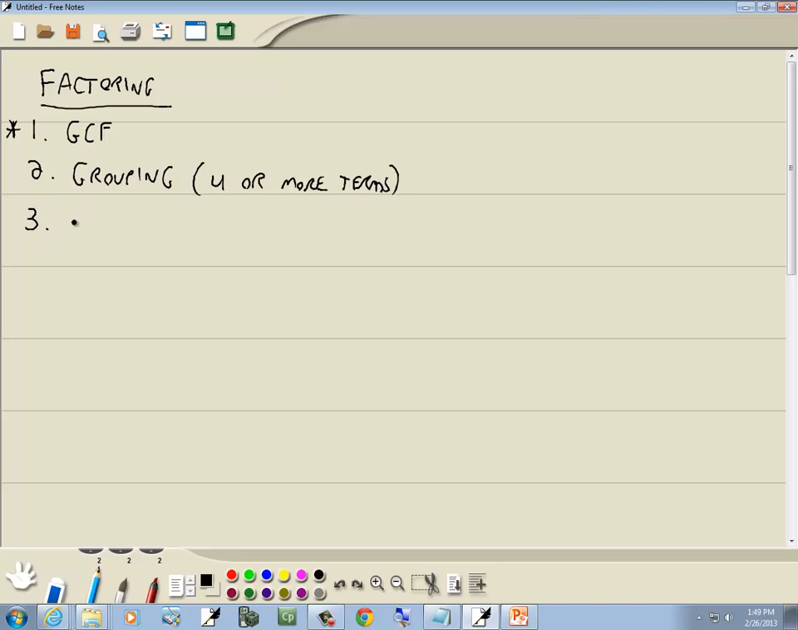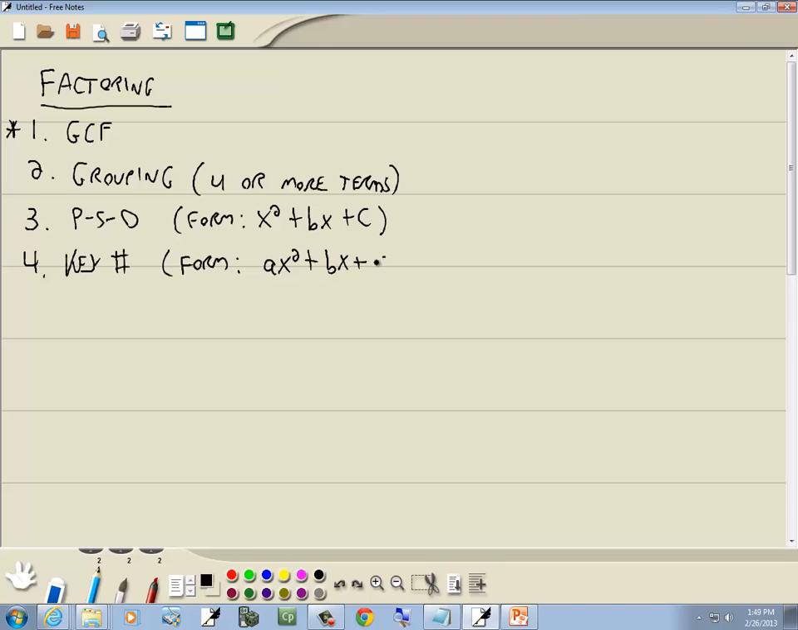Our third method was the PSD method, and that's when it's of the form x squared plus bx plus c. You have x squared, x, no x, and there's no number in front of your x squared. Our fourth method is the key number, and that's when you have it of the form ax squared plus bx plus c. You have x squared, x, no x, and you have a number in front of your x squared.